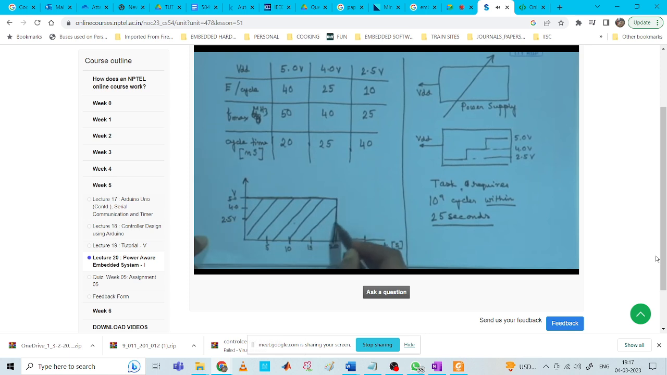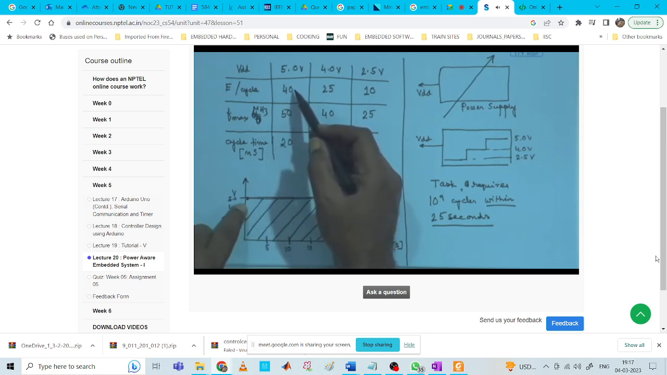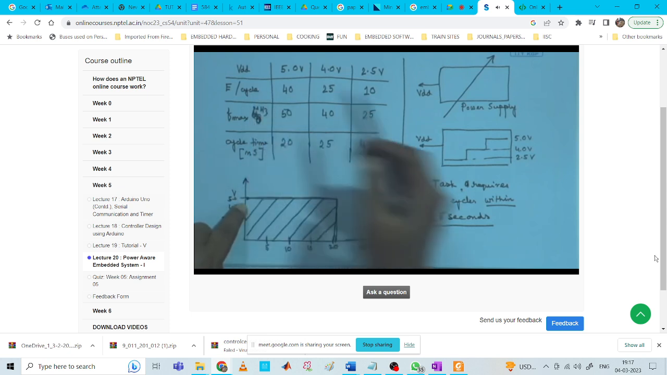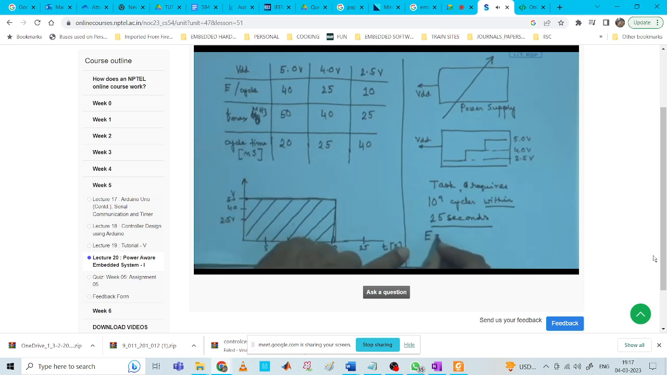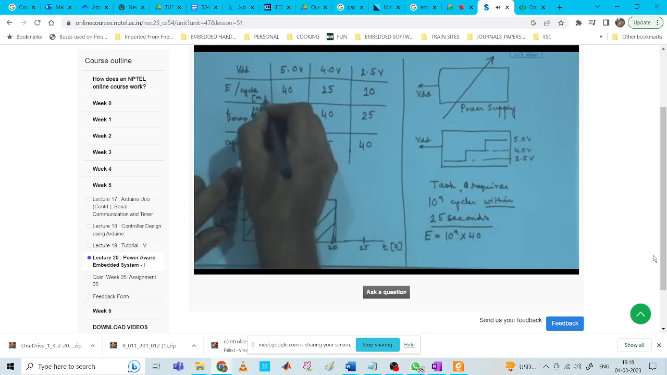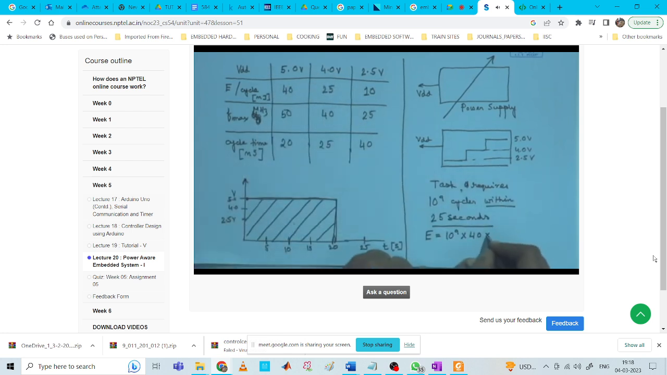So the energy consumed, I'll be getting from here, not from this, this is the task area. VDD taken 5 volt, I'll compute some energy here. How much will that be? 40 per cycle, and I took 10 to the power 9 cycles. So my energy consumption will be 10 to the power 9 cycles, every time it is 40 nanojoule, right? The energy given here is in nanojoule, so it will be 10 to the power minus 9. So that will be 40 joule. So I'm consuming 40 joule of energy by running it at 5 volt.